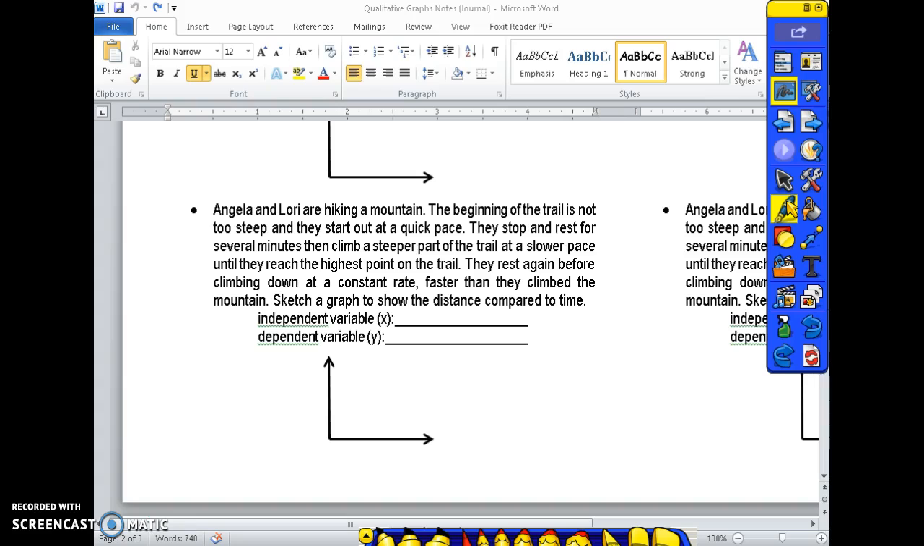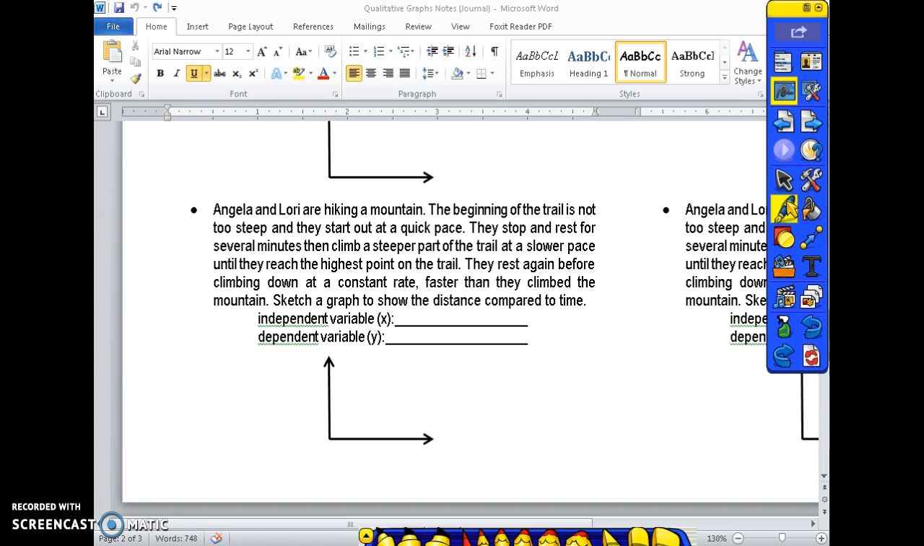Angela and Lori are hiking a mountain. The beginning of the trail is not too steep, and they start out at a quick pace. They stop and rest for several minutes, then climb a steeper part of the trail at a slower pace until they reach the highest point of the trail. They rest again before climbing down at a constant rate, faster than they climbed the mountain. So coming down is going to be steeper than going up.